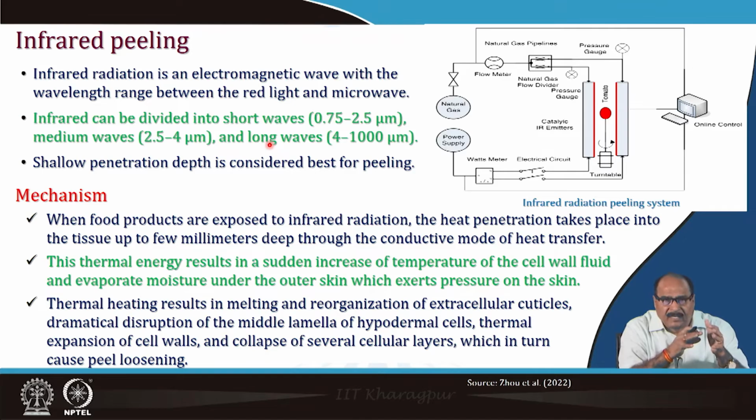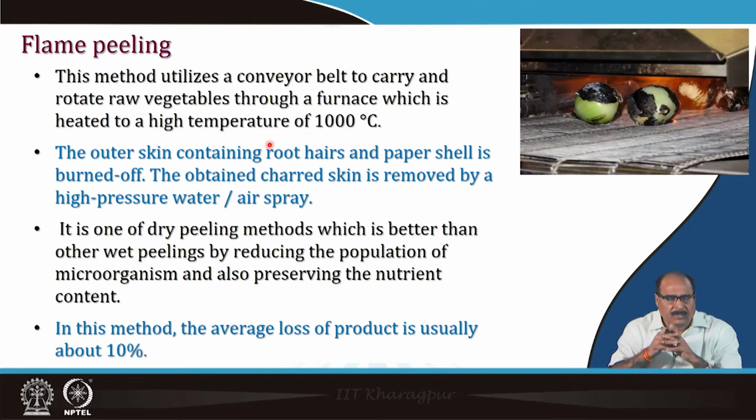There is a dramatic disruption of the middle lamella of the phytodermal cell, thermal expansion of the cell walls, and finally collapse of several cuticle layers, which in turn causes loosening of the peel, which is easily removed thereafter.